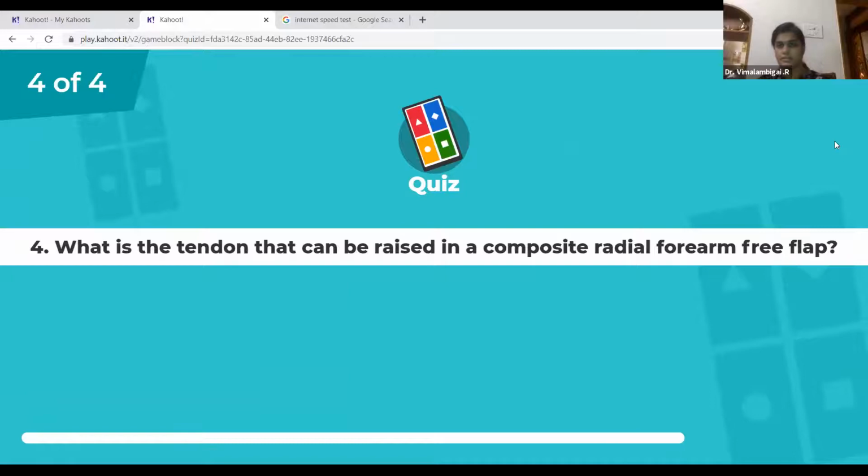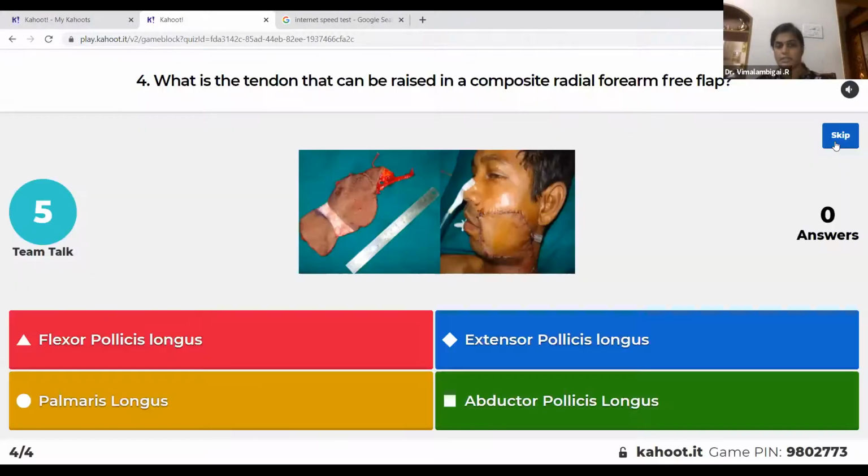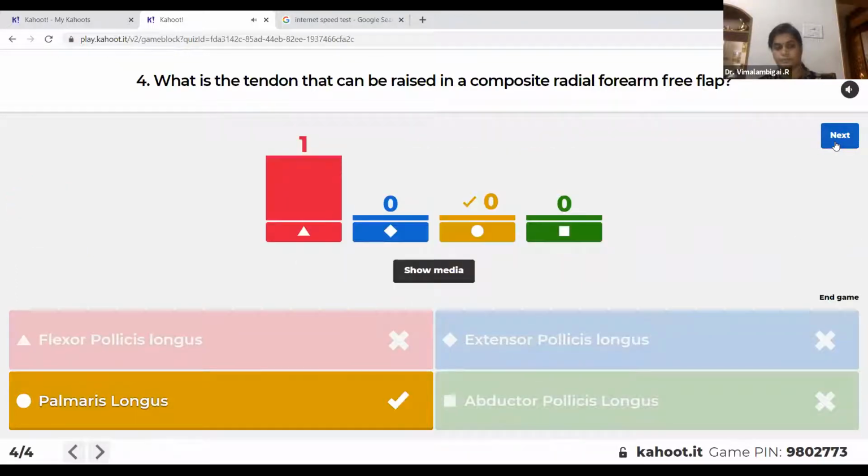So we had done a radial forearm for the patient. Now, in case I need to raise a tendon with the radial forearm, say that I've involved the lip and I want to get the lip sealed, what is the tendon that I might take in a composite radial free forearm? Palmaris longus is the correct answer. Okay, so you've answered all 4 questions. We'll see your score.